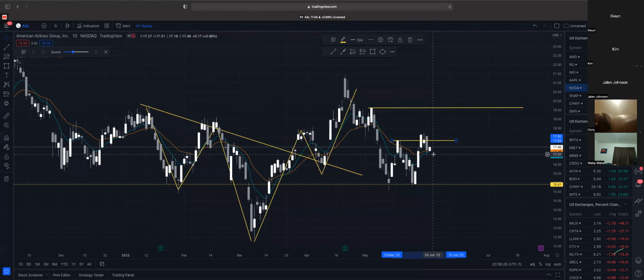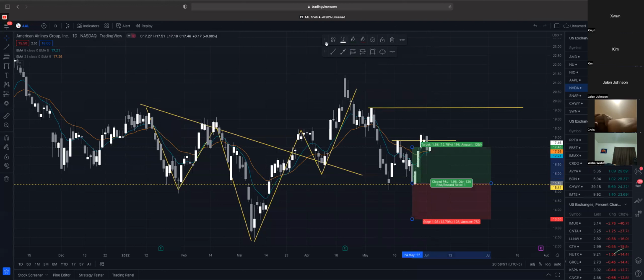Y'all see now, this is exactly why I don't buy necklines. I literally don't buy for this exact reason right here. This is a prime example. I'm buying here. Contracts are dirt cheap. Stop loss is way clearer. Look at my risk to reward. If you feel like my strategy is BS, hey, take it how you want to take it. But hey, it worked for me. Let me show y'all.